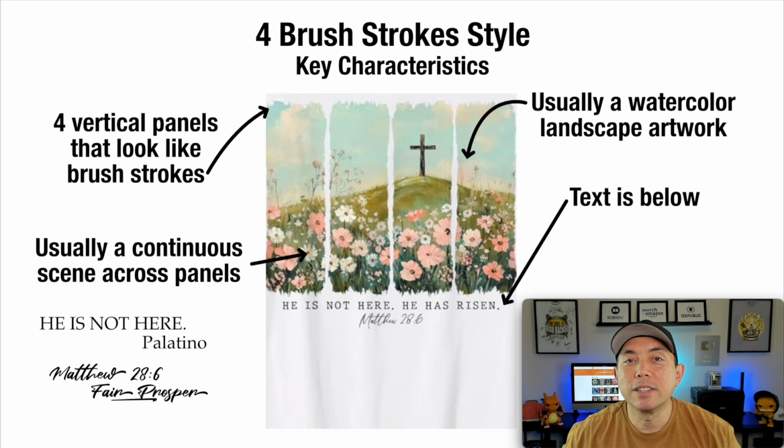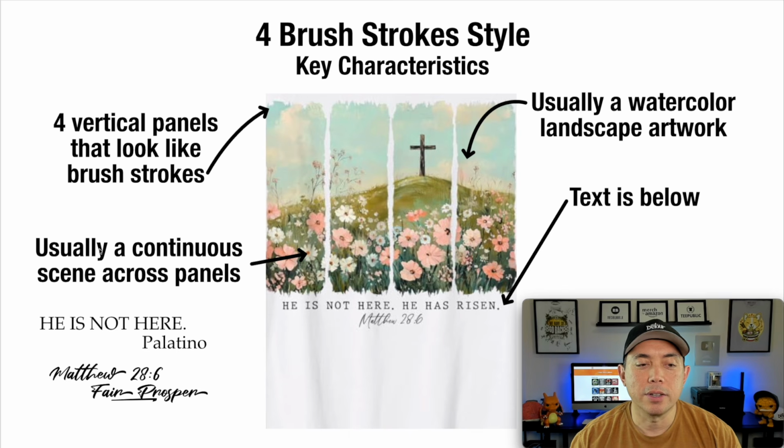But before we get into designing, I want to break this all down. I've done a little bit of this in my former video, but I'm going to go over it again. Here is what we're looking at. So first, there's usually 4 panels. In this one there is. It looks like brush strokes, so we're going to have to do that. And then there's a scene across all 4 panels in this one.